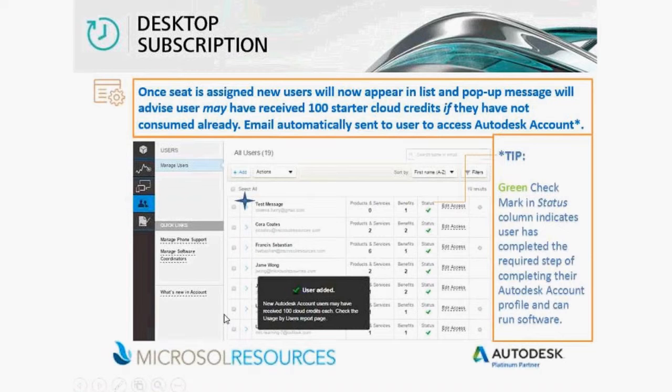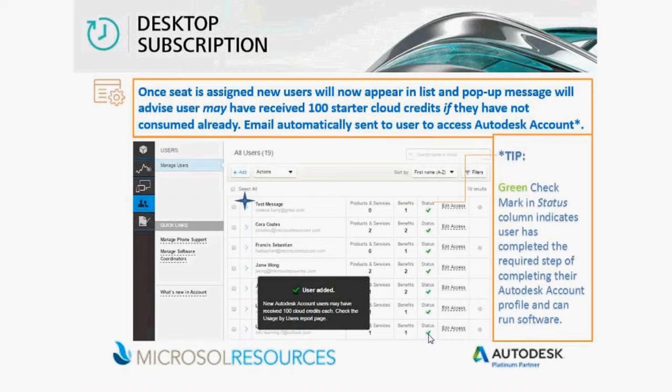Once you see this message as an administrator, you would then pay attention to this status column right over here. These are all green check marks, and that's the way you want it to be. If it's not green, there's a good chance that a required step from the named user has not been completed, which is that they need to look out for that Autodesk email and complete the required steps to create their Autodesk account profile so that they can run the software. Unlike administrators, that named user needs to access that email. They cannot access the Autodesk subscription without that email.